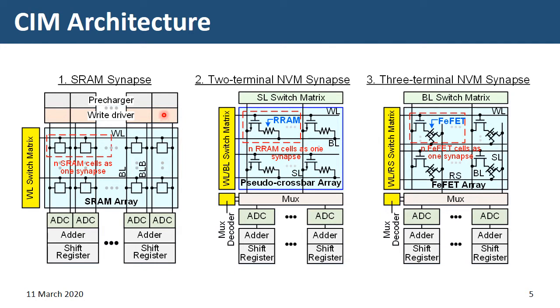Before we talk about that, we can first look at what kind of computing-in-memory architectures are proposed in the field. The first one is the SRAM-based design, where we can have multiple SRAM cells grouped as one synaptic weight. This is because SRAM is 1 bit per cell, so we have to use multiple SRAMs to represent a multi-bit weight.